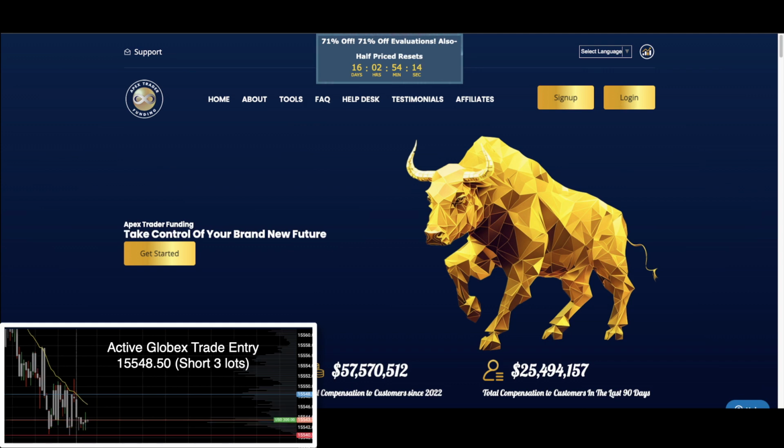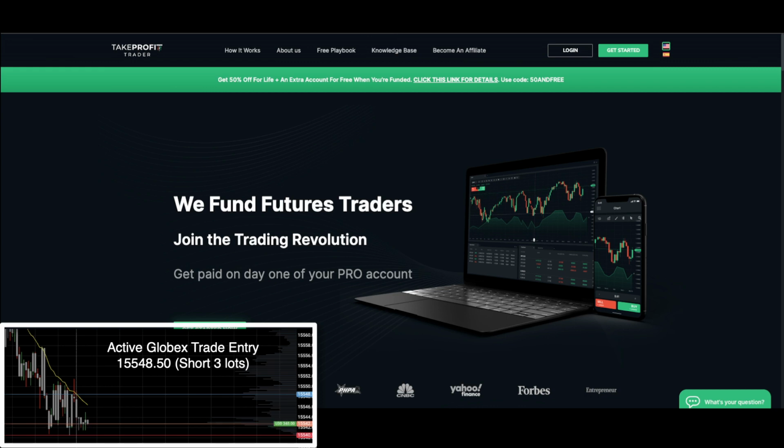The next one, pretty difficult in my opinion. I love Takeprofit. I like their model. I like their morale, and they do a great job. The one thing they could probably work on is pricing, but that's not really what they're focused on. They're focused on the people who do get funded. They can get paid on the first day, period. Bottom line, you make money, you can pull it out.